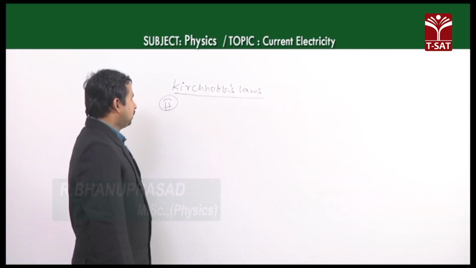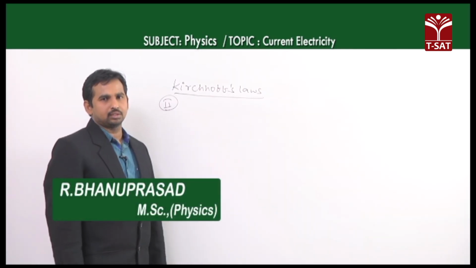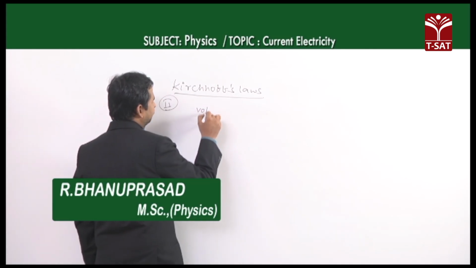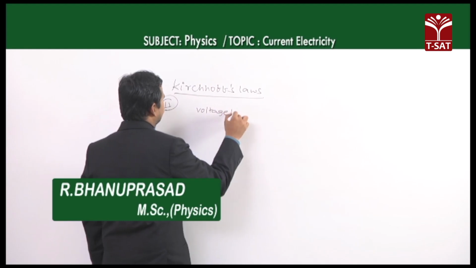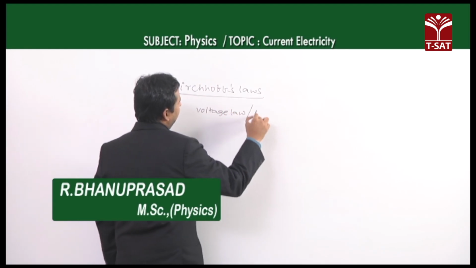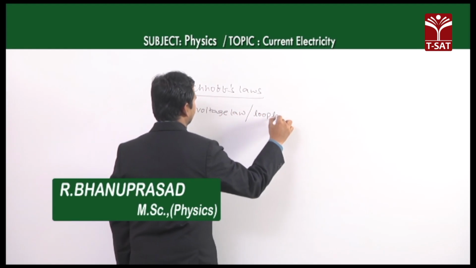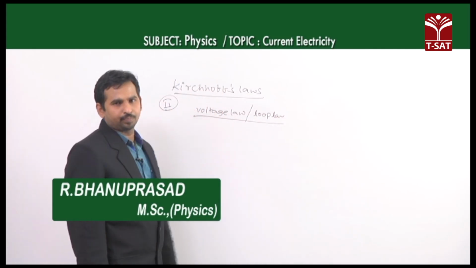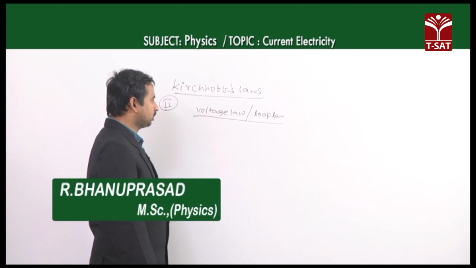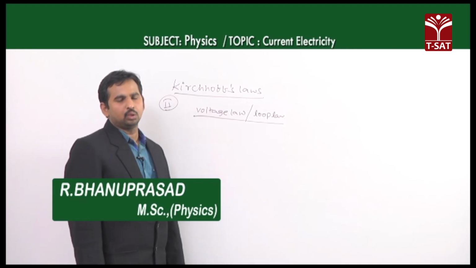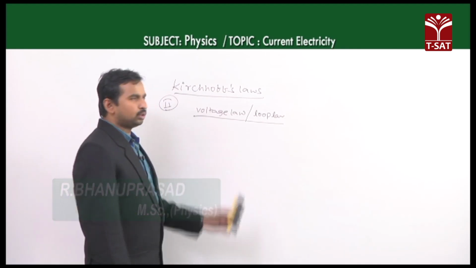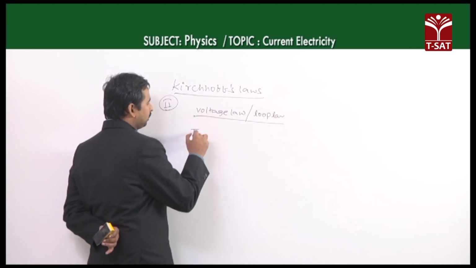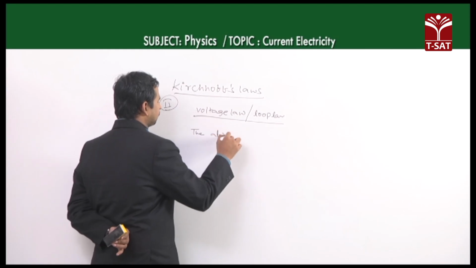Now we will see Kirchhoff's second law. This second law we call the voltage law. It is also called the loop law, where a loop means a closed circuit. In the case of a closed circuit, this is the voltage law or loop law.